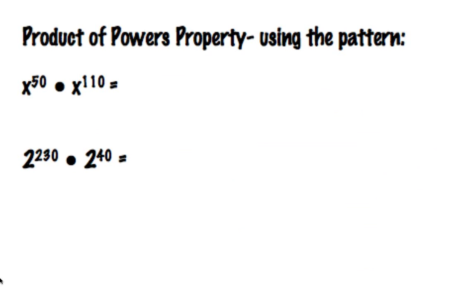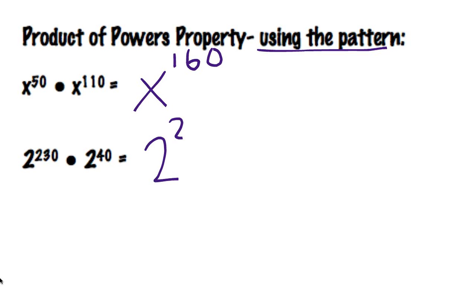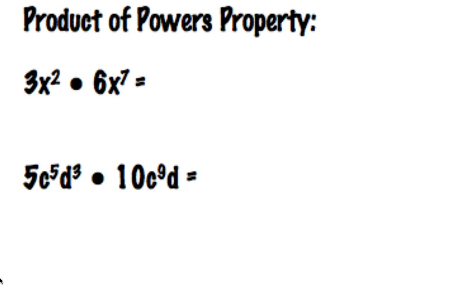All right, let's try a few more problems using the pattern. x to the 50th times x to the 110th power. I certainly will not expect you to write this all out, so we can simplify this expression as x to the power of 160. All right, the next problem, 2 to the power of 230 times 2 to the power of 40 can be simplified as 2 to the power of 270. So again, when I have the same base and I'm multiplying, I can add my exponents. Let's try another couple problems.